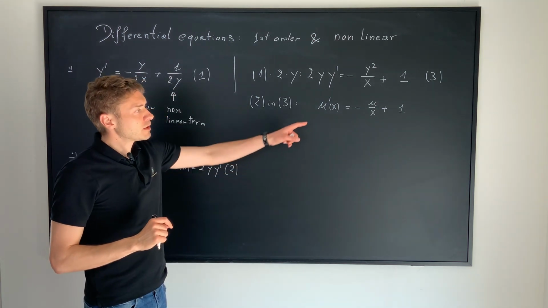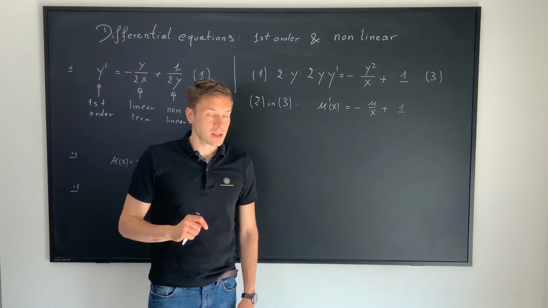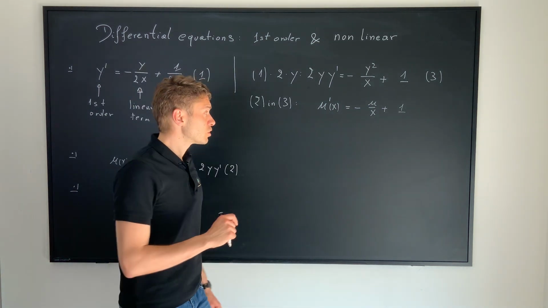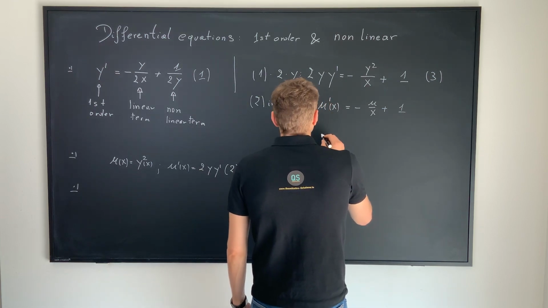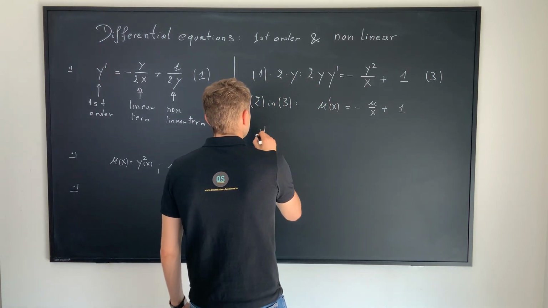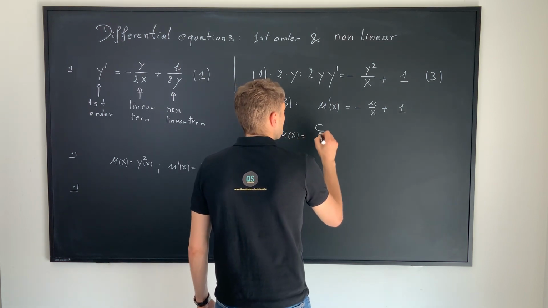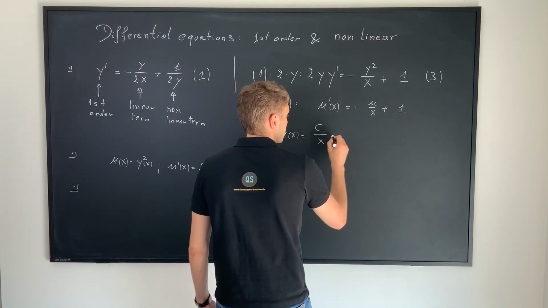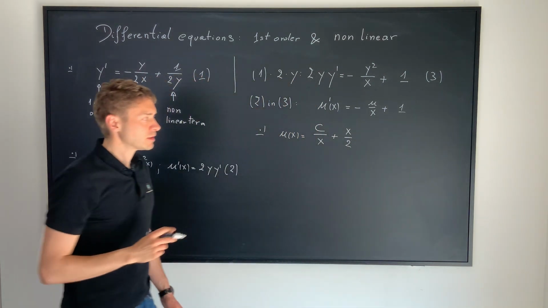So we will end up with the differential equation we actually solved in the previous video. So we know the solution, and you can actually look it up in the playlist, and the solution was u of x equals some constant of integration over x plus x over 2. So this is the general solution.